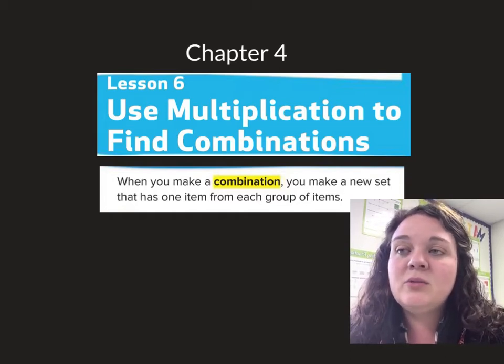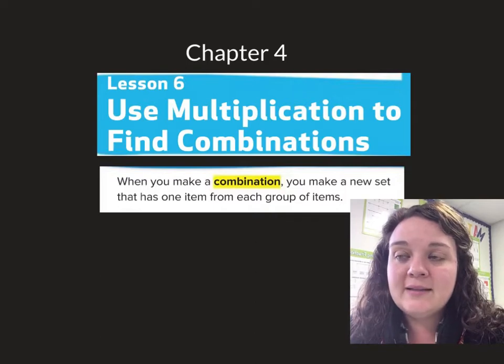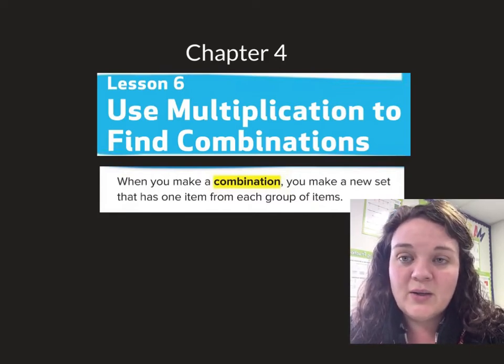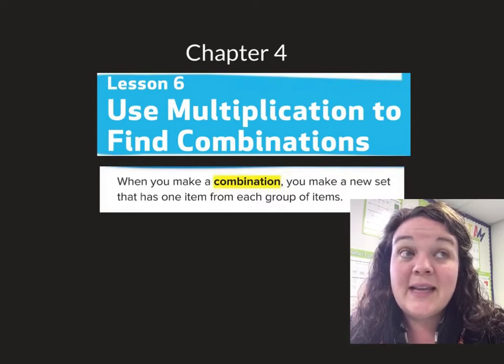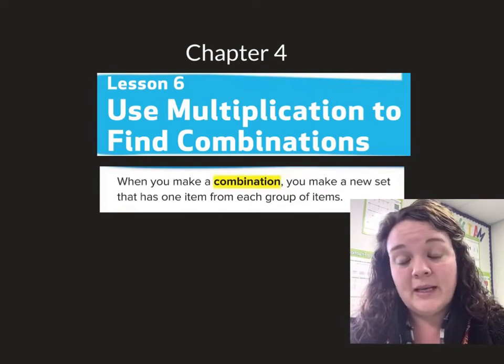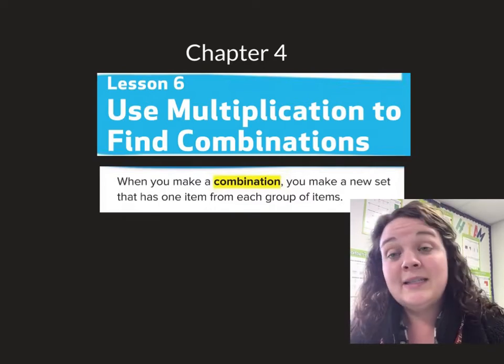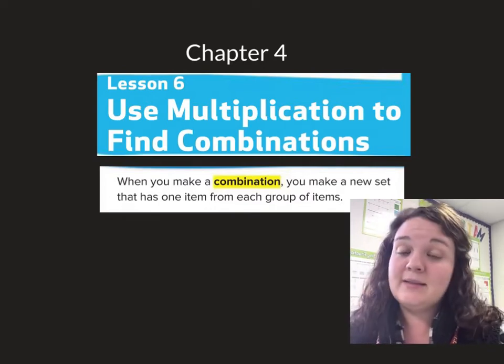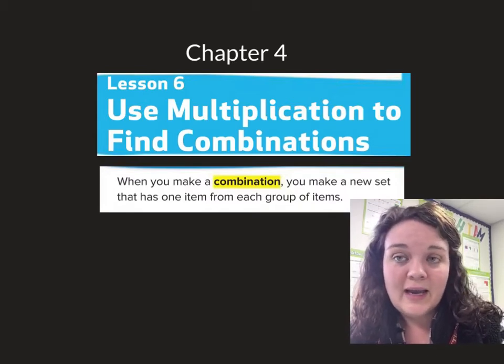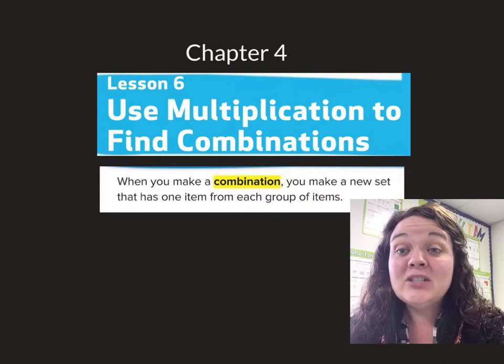So it says when you make a combination, you make a new set that has one item from each group of items. When we're multiplying, typically we think of it as having the same groups, right? But with a combination, I could wear blue pants and a black shirt, blue pants and a red shirt, tan pants and a black shirt, tan pants and a red shirt. So that would be 4 outfit combinations that I could have. So we're going to study combinations today.